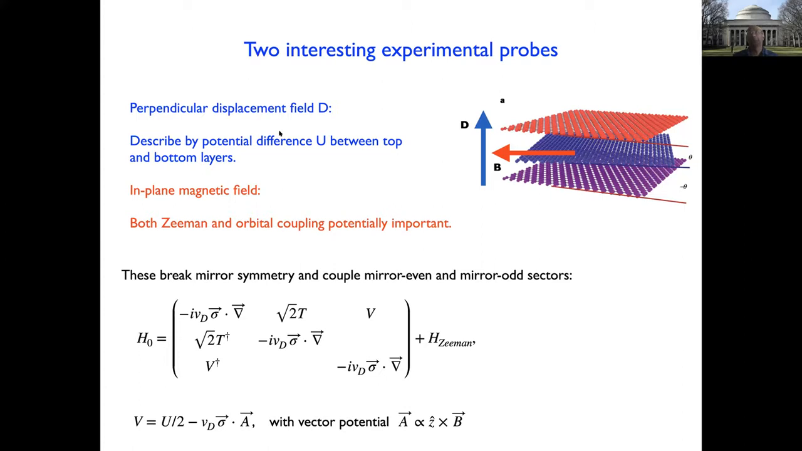Okay, so both of these perturbations break the mirror symmetry, and they couple together the mirror even and mirror odd sectors. And the precise manner in which they couple them together is given by this Hamiltonian. So there is a V term which acts to couple together this 2x2 block with this 1x1 block. And the V term is a linear combination of this potential difference between the top and bottom layers and something that involves the vector potential associated with the orbital structure of the in-plane field. And in addition, there's the usual Zeeman coupling as well.